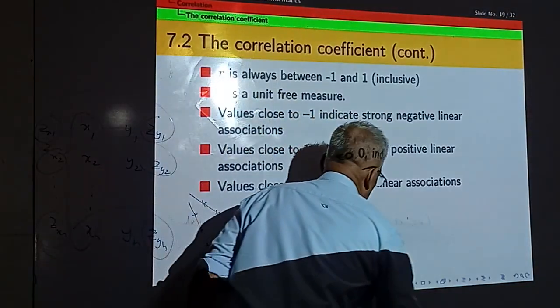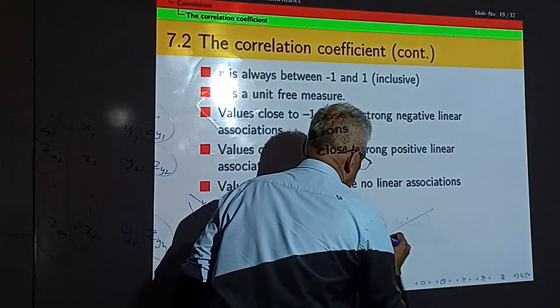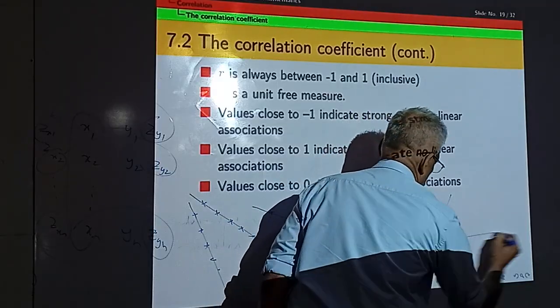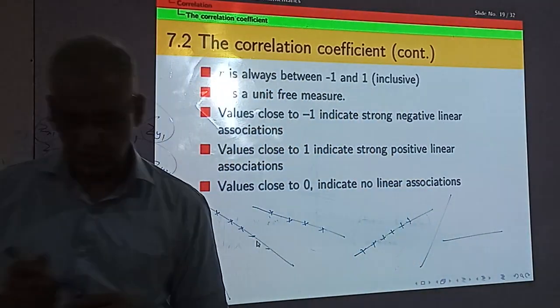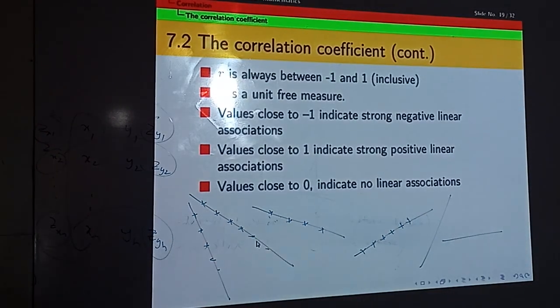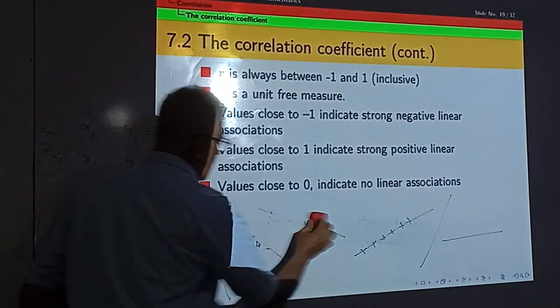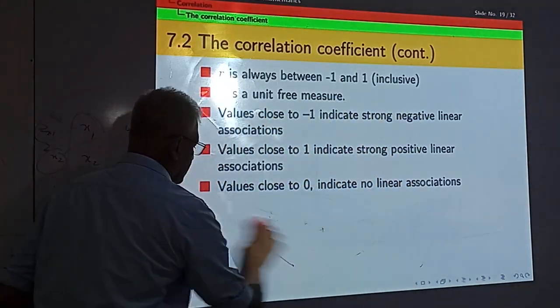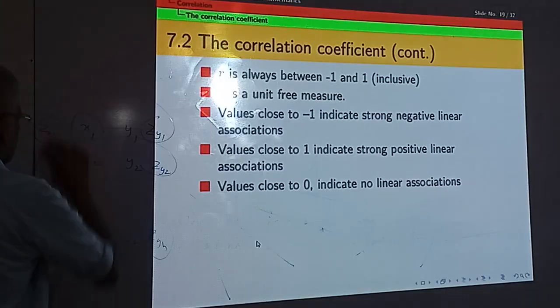And similarly, if the points are on a straight line with positive slope like this, or like this, or like this, R will be +1. Right? So those are the two extreme cases. Otherwise, now we should be able to interpret these values in some way.